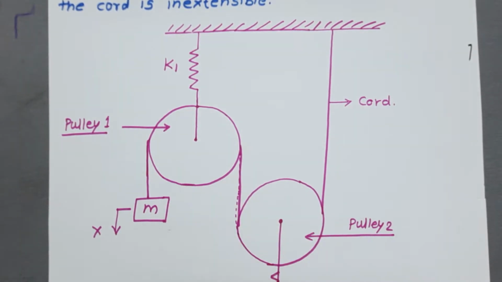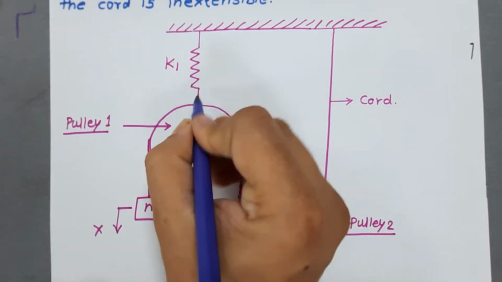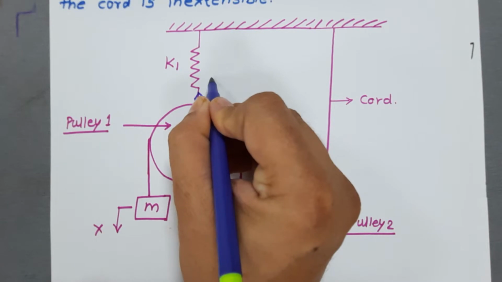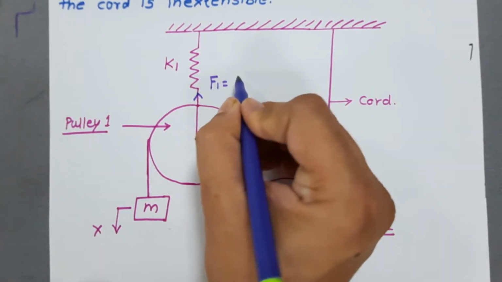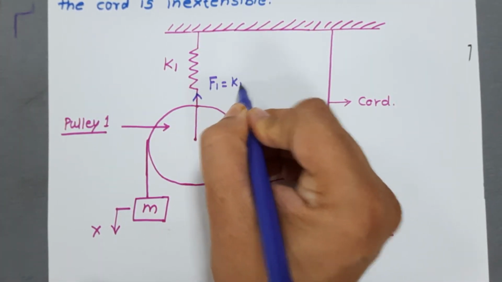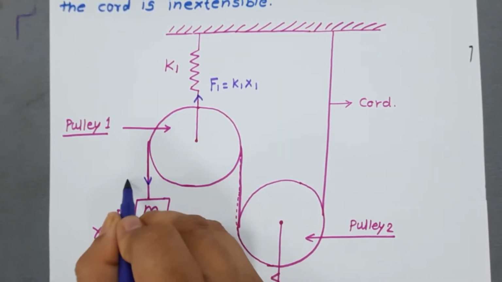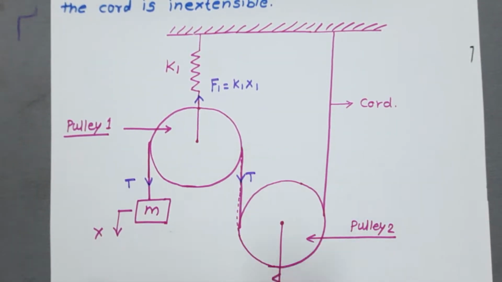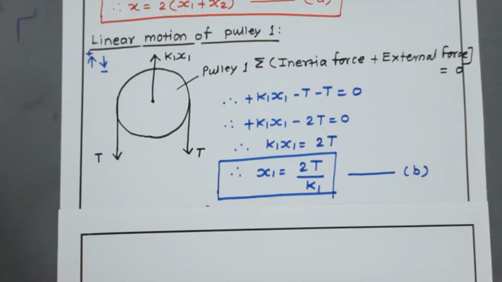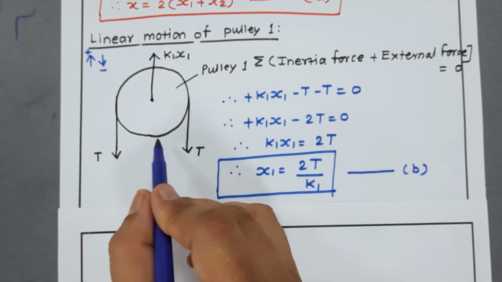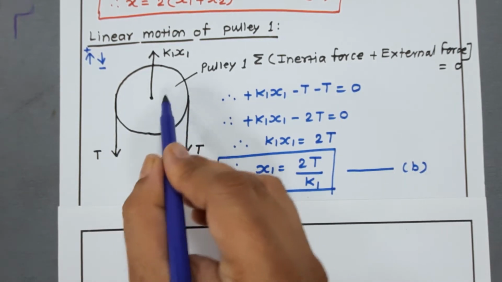So here you will get a force in the spring. Here the force will be there. How will we calculate the force of the spring? F1 is equal to stiffness K1 into displacement X1. So here the tension will be there, and here also the tension will be there. So for this pulley we have now drawn the free body diagram. This circular pulley, this is pulley 1.